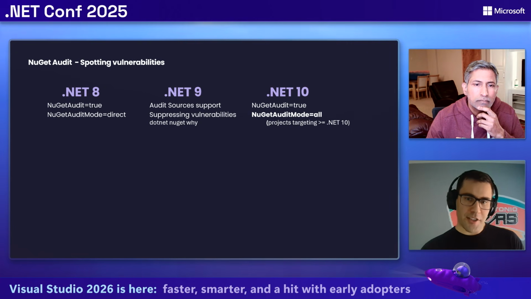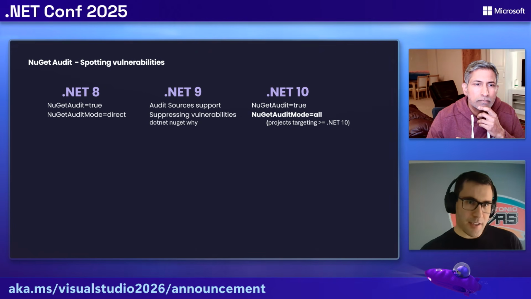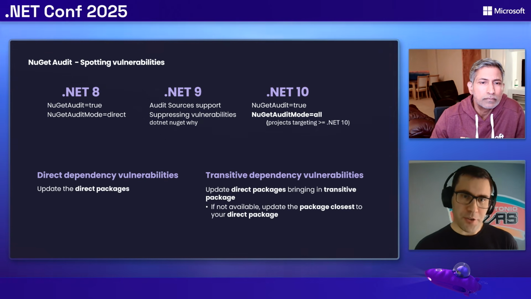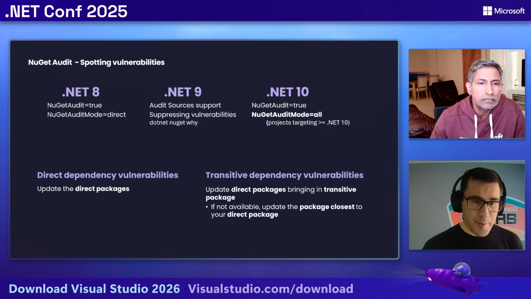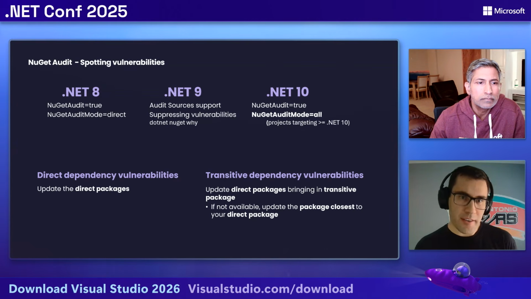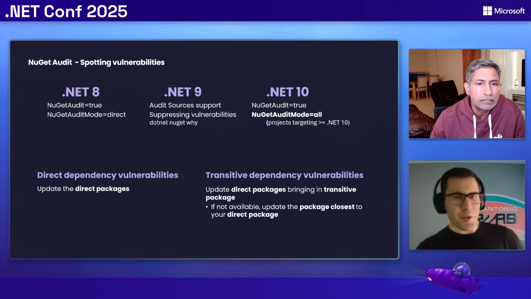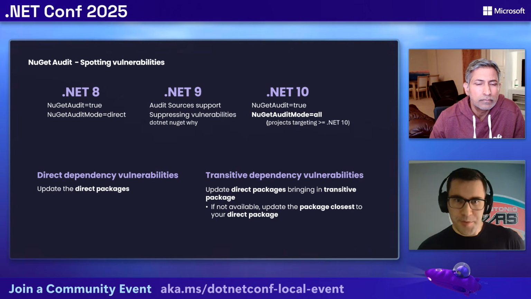Okay, so now let's talk about fixing vulnerabilities in audit. When you encounter a vulnerability in a direct package, the solution is straightforward. You just go and you update that package. When you encounter a vulnerability in a transitive package, however, we recommend that you update the direct package that is bringing in those transitive dependencies. If it is not available, then you should be favoring updating the closest package to your direct package. Now you might be wondering, okay, how do I figure out which package that is?